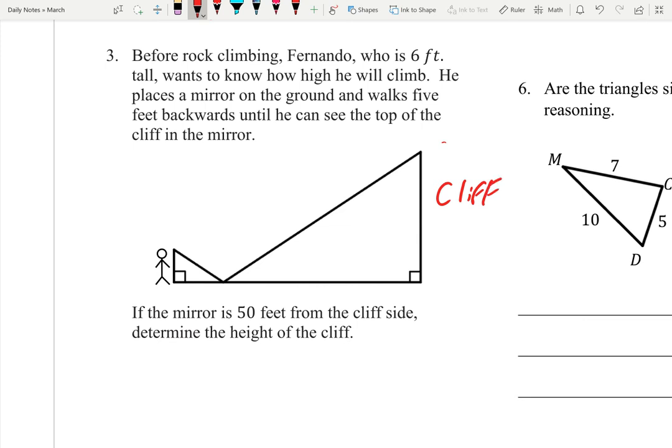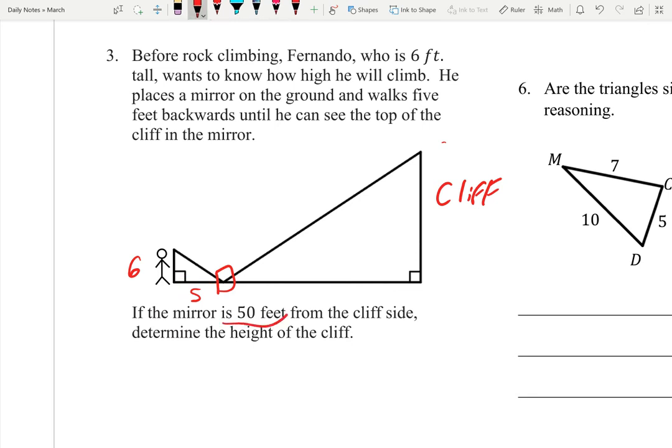Now, Fernando is 6 feet tall, and the mirror is going to be, this is where the mirror is on the ground. He placed it on the ground and walked 5 feet backwards. So this is 5 feet here. He walked 5 feet backwards.